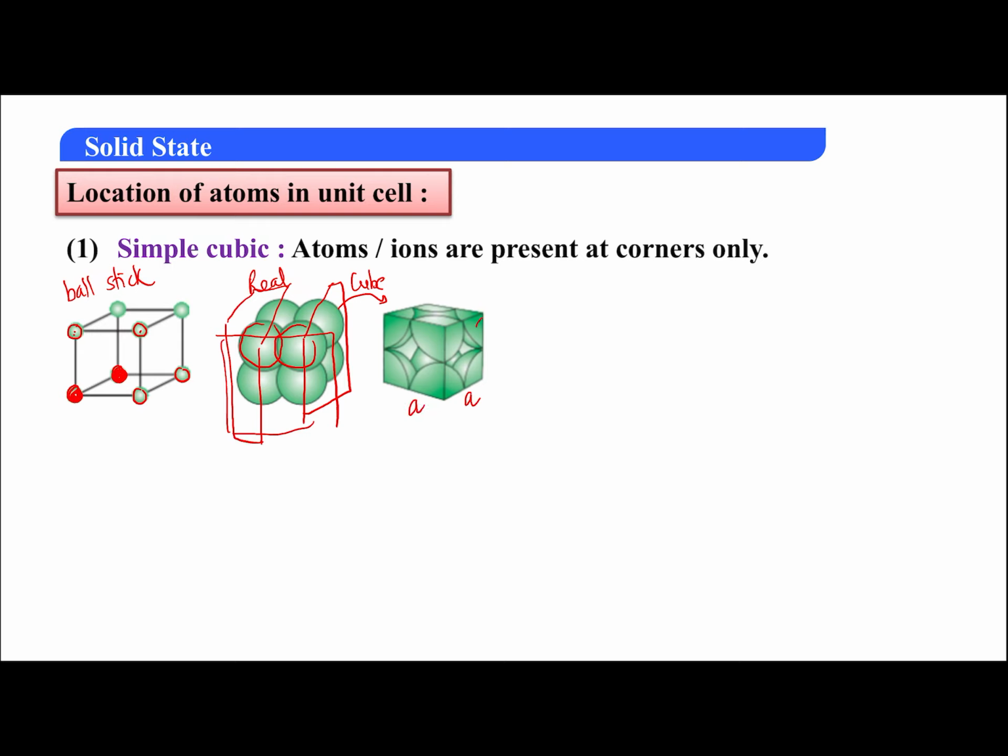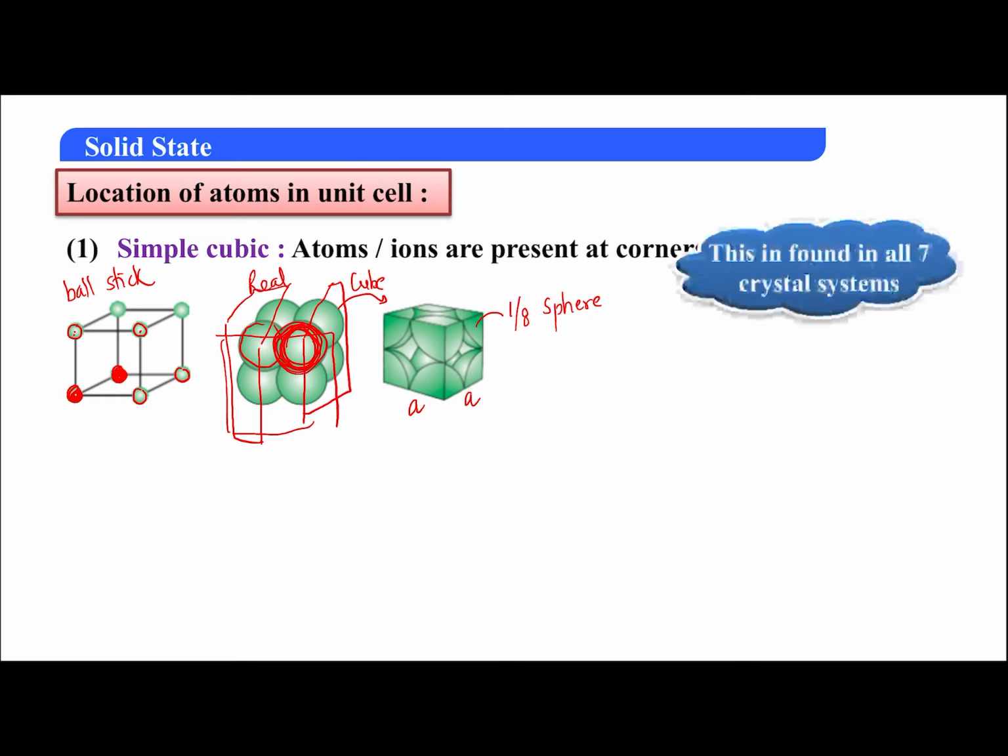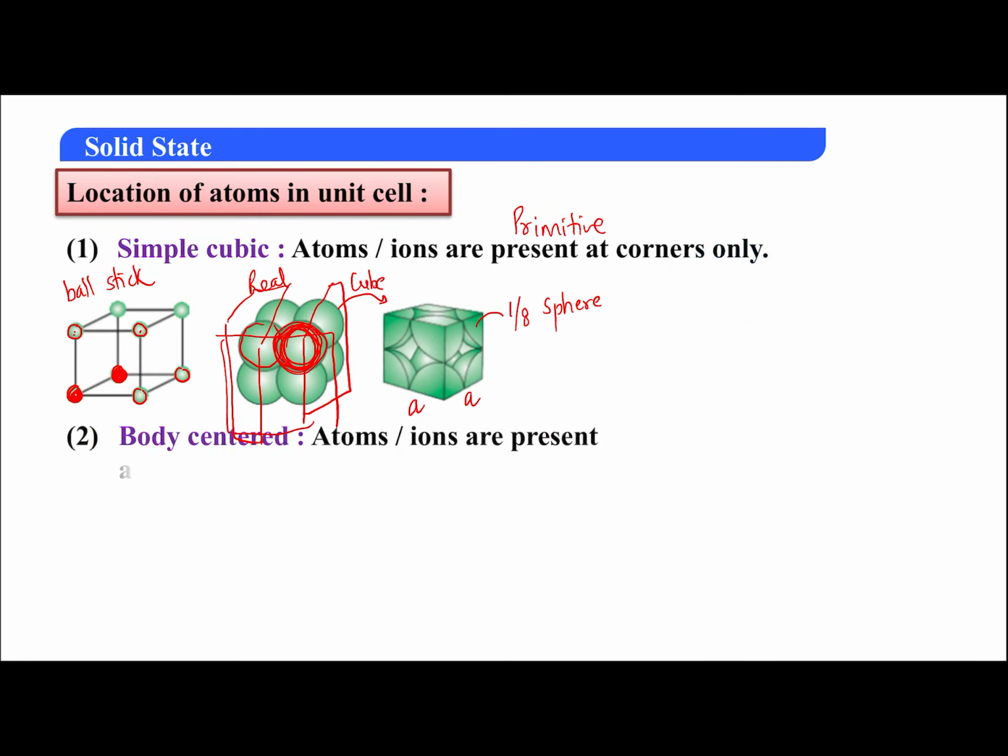Now, if you want to know mathematically, this is 1/8 part of a sphere which was making up here. Are you understanding 1/8 part of it, if you can visualize? Then this system is found in all 7 crystal systems. They are called simple cubic, or it is also called primitive type system. Coming to the next one, body centered positions.